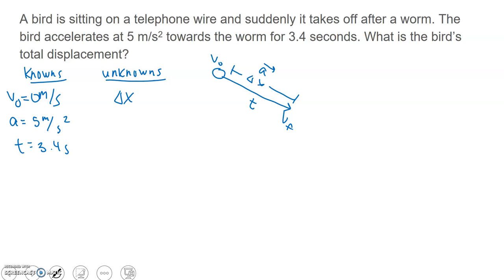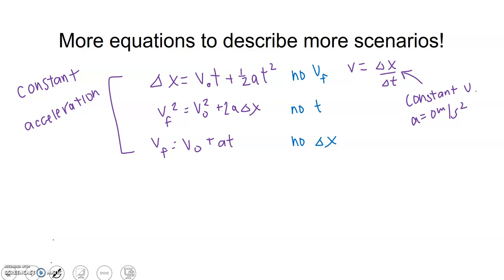So we're looking for displacement given initial velocity, acceleration, and time. Looking at our equations, it seems as if the first is the best to use because we don't know the final velocity. The other two equations involve final velocity, so that would require us to do more than one step. The first equation seems the most fitting.